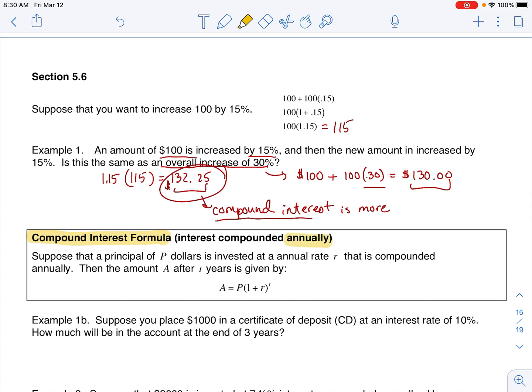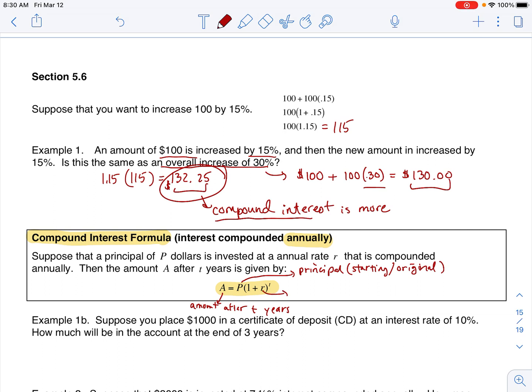We have one formula, but you can also compound that interest at different times. So this is compounded once a year. It's an annual interest rate, compounded annually. And this is our formula. So what do all these variables mean? A is the amount in your account after T years. P is the principal balance. Principal just means the starting or original balance of what you put into the account.